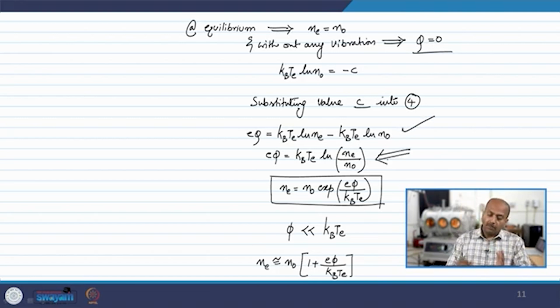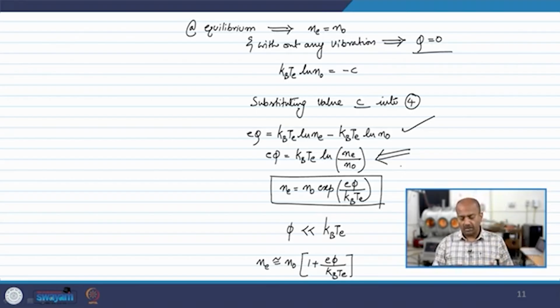So, this will give you an empirical expression for phi, which is kBTE ln NE by N naught. Thereby NE can be written as N naught times exponential e phi by kBT, which says that the distribution that the electrons are following is Maxwellian in nature. To simplify things further, we say that the potential is very small in comparison to the thermal energy. That means if the potential is being used to accelerate the electrons across this potential, they will not gain much energy in comparison to the thermal energy that they already possess. In that case, the exponential can be truncated to the first two terms, which is N naught times 1 plus e phi by kBTE.